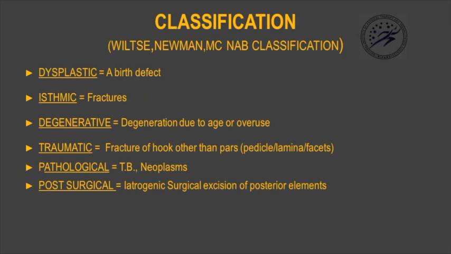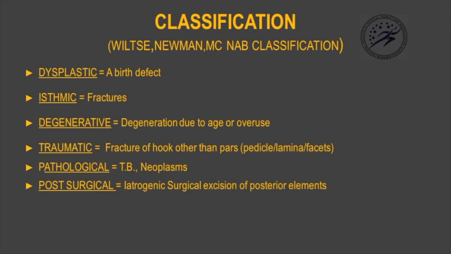Here is the classification. Number one is congenital dysplastic abnormalities, that is spina bifida. Then we have isthmic, that is fractures. Isthmic break in the pars interarticularis: it could be lytic, which is a stress fracture, it could be a healed fracture, elongated or intact, or it could be an acute high energy fracture.